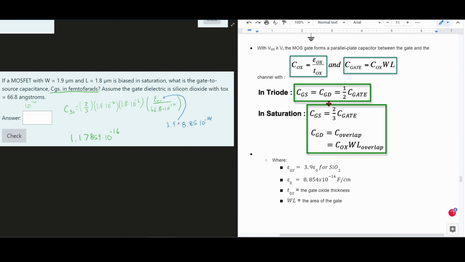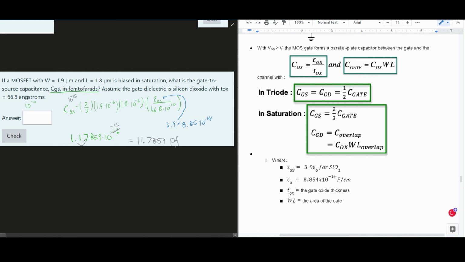Now we'll go back here just so we can look at our notes. We want this in femtofarads. So remember, femtofarad is 10 raised to the negative 15. So we have to get this to look like that. If we want to just take one off the negative side, we are going to move this over here. So this is going to become 10 to the negative 15, or we can write this as 1.17859 times f, or not times, but just f for the femtofarads.